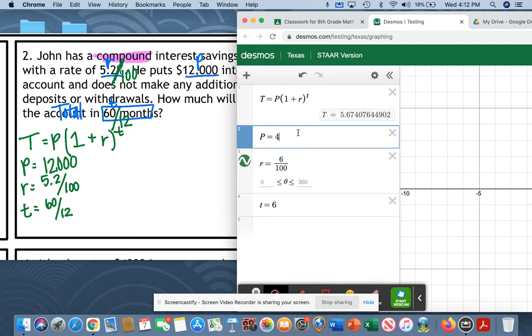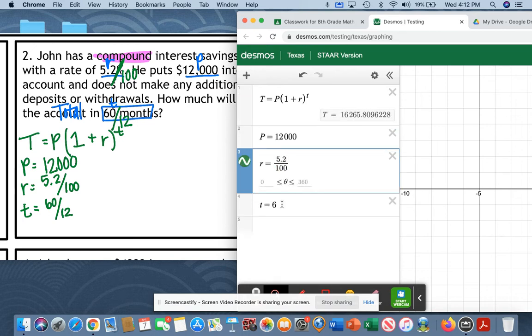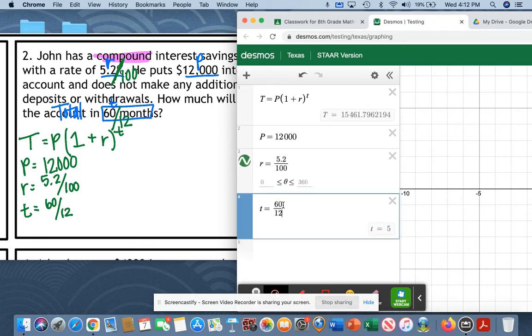Okay, so P we said was 12,000. 5.2 over 100 is our rate. And then our time is 60 divided by 12. And I get $15,461. Oh, look, I've got to round. Here to this 9, I've got to round up. So this gets bumped up, which bumps this up to 80 cents. Let me put a dollar sign.